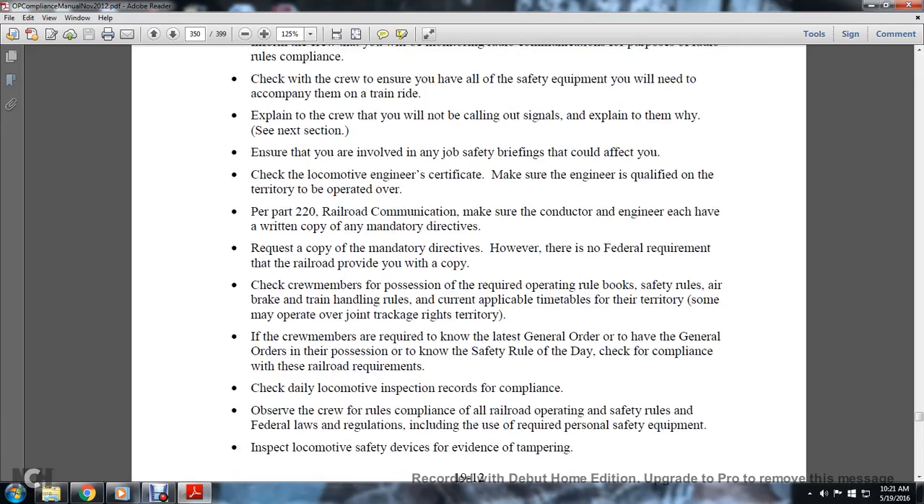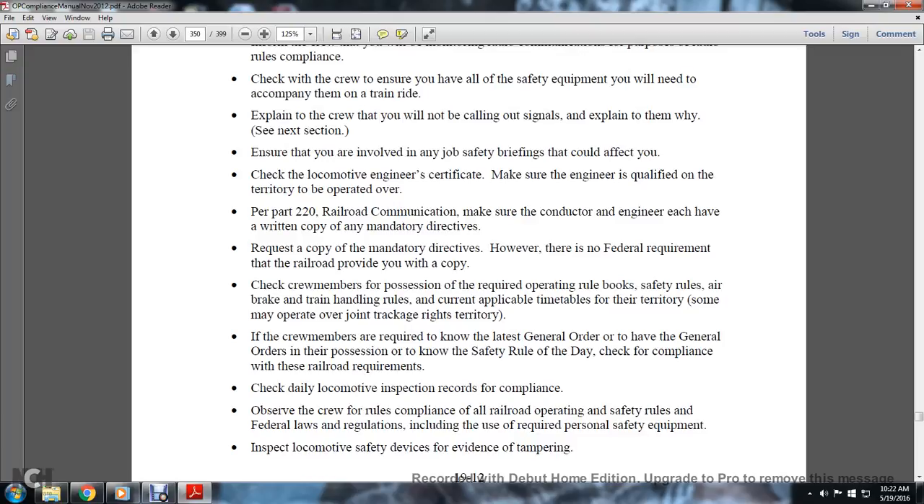Request a copy of the mandatory directives. However, there is no federal requirement that the railroad provide you with a copy. The crew chamber: check the crew member's possession of the required operating rule book, safety rules, and air brake and train handling rules, and the current applicable timetables for the territory.